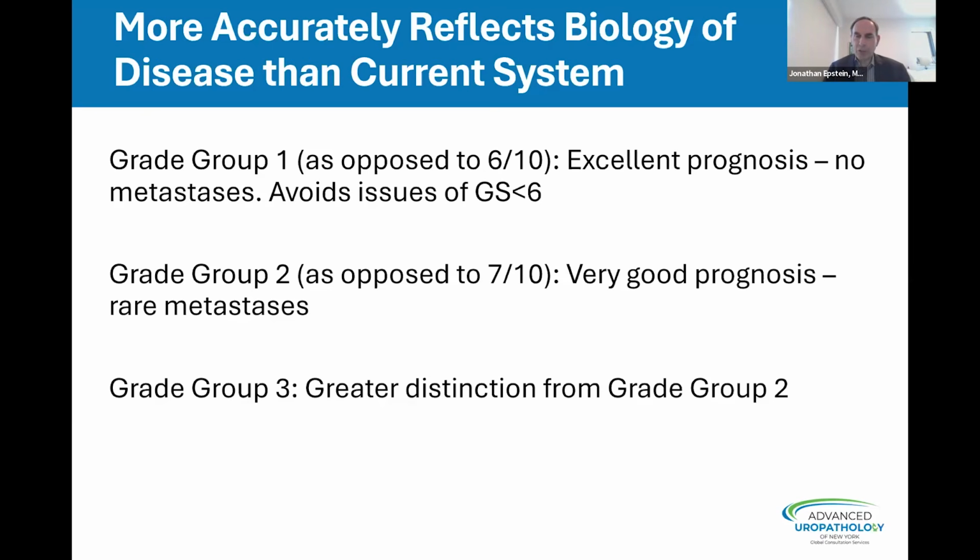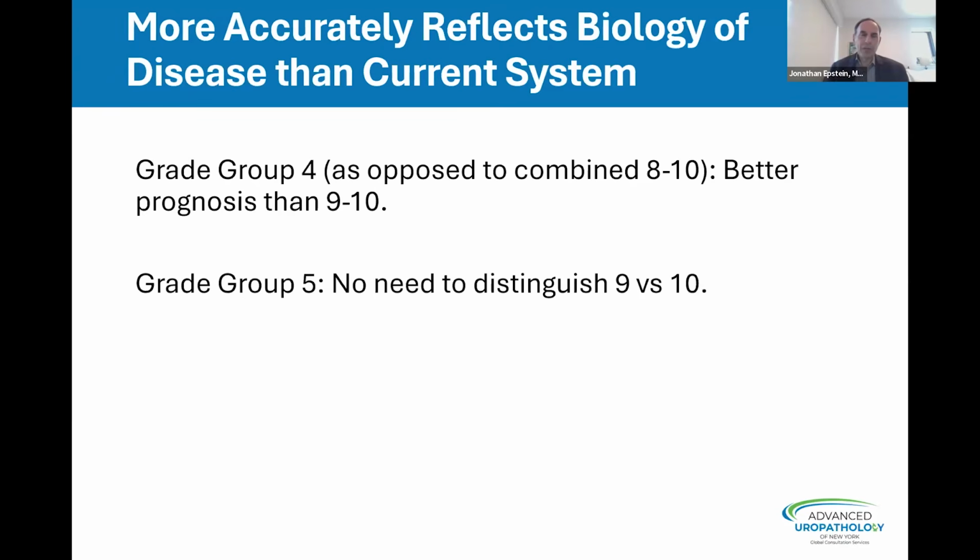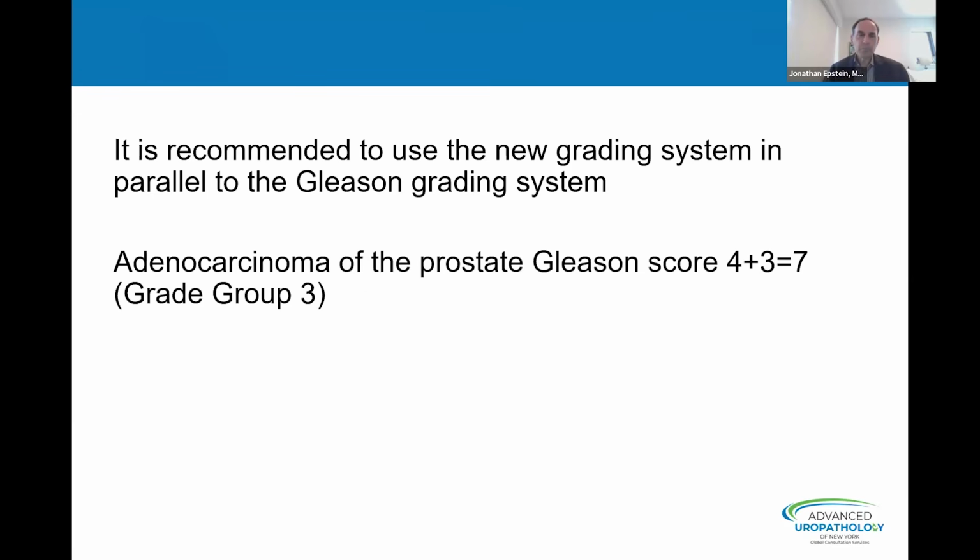Grade group 3 forces people to separate out 3 plus 4 versus 4 plus 3. Similarly, grade group 4 forces us to separate out a Gleason score of 8 from 9 through 10. And then grade group 5, whether you have a Gleason score 9 or 10, really doesn't make a difference. They all behave quite aggressively.